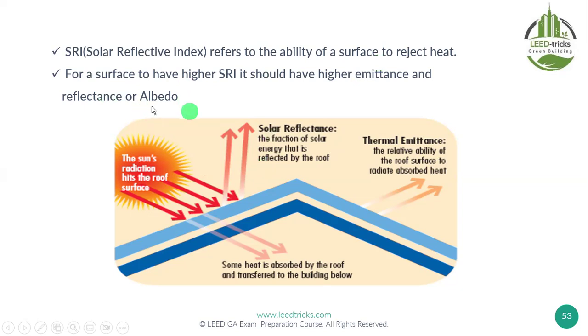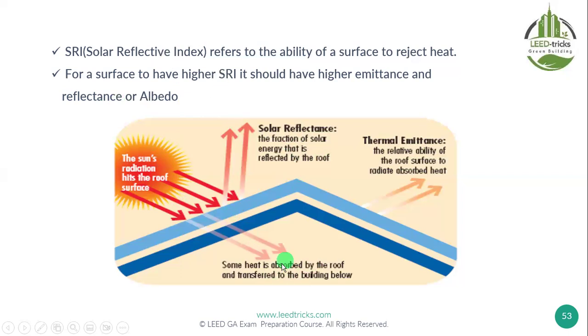So if you see albedo in the exam, it's the same as reflectance. Reflectance is albedo. Always. So the sun radiation that hits the roof is reflected or absorbed. The percentage of reflection and absorption is the solar reflective index.